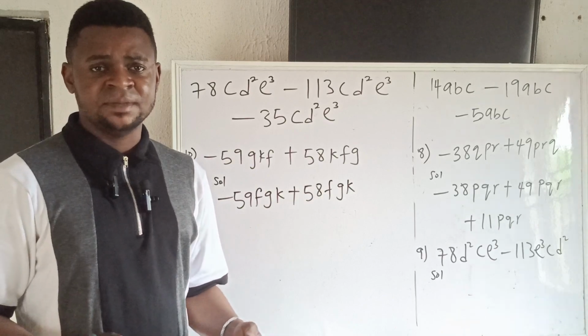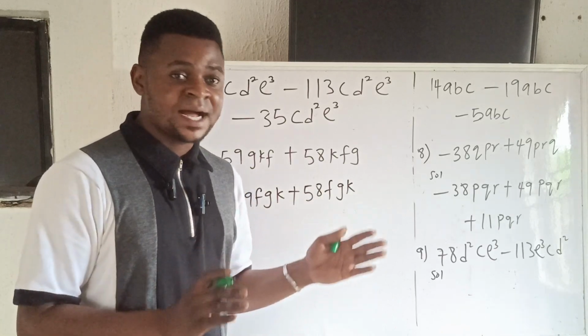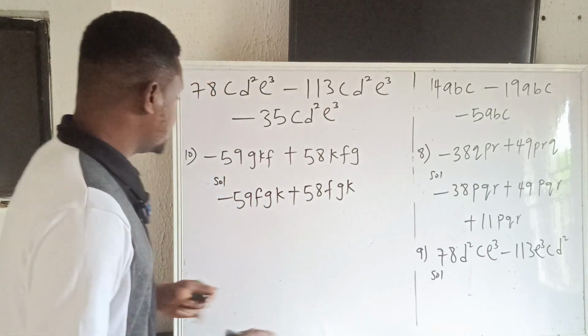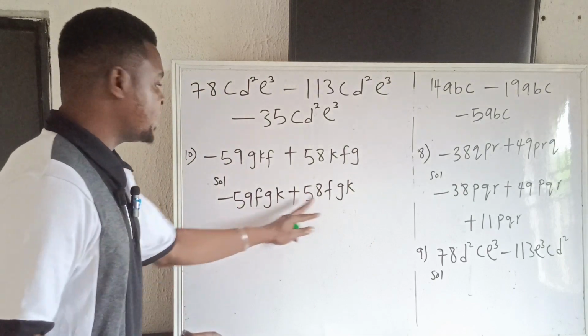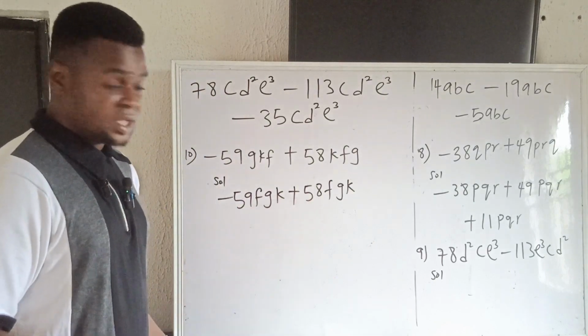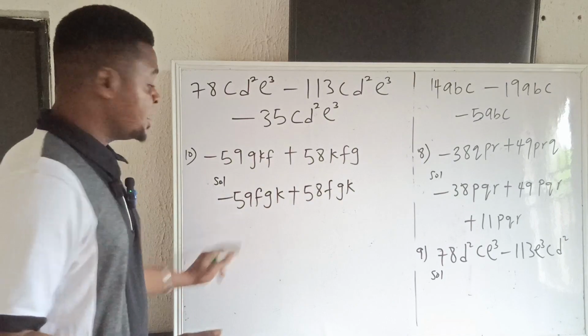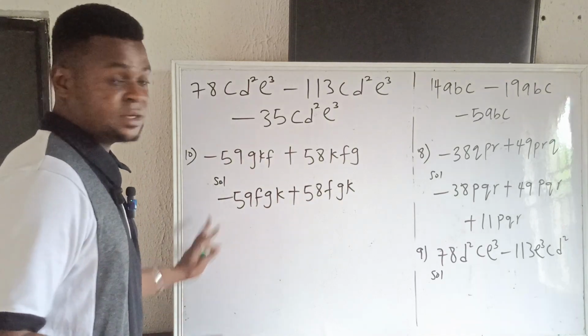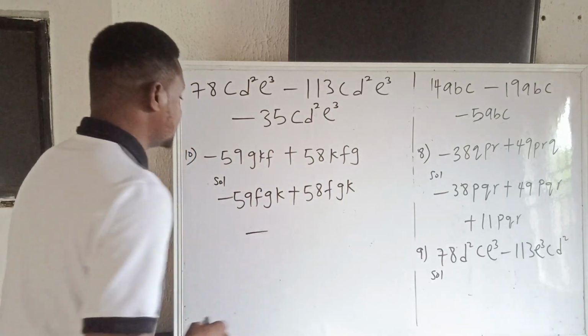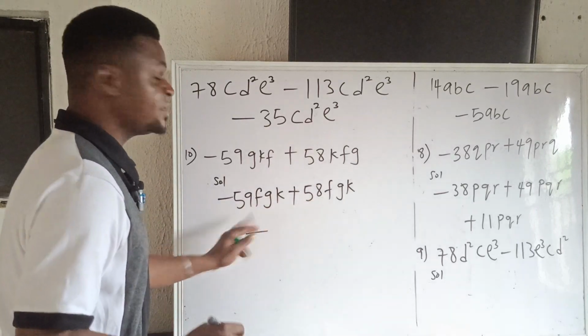The variables are now similar, so it is possible for us to add and subtract. So which one is larger between 59 and 58? Which is larger? Then you agree with me that 59 is larger. So what is attached to 59? Minus. So I'll come here and select minus. Then I'll take away 58 from 59.